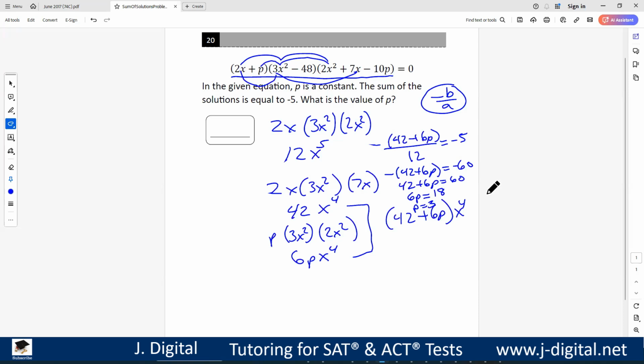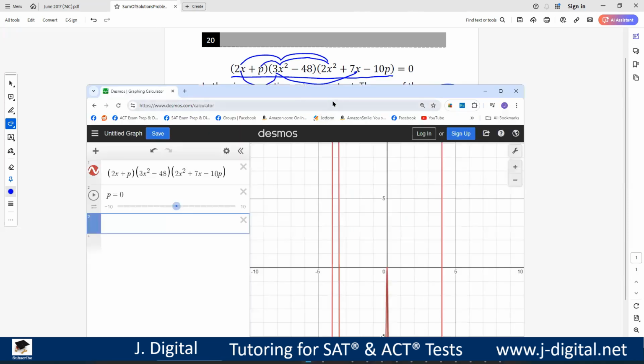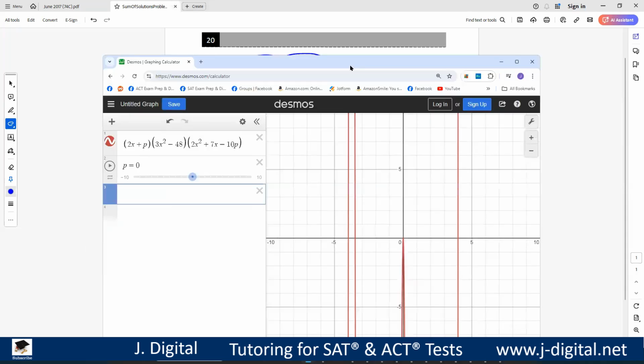Okay, now could we do this in Desmos? Well, let's give it a try. All right, so we have that in there. Now I want the sum of the solutions to equal negative 5, so I kind of have to do the solutions in here. Almost the same way you did it the first method. So, 2x plus p, the solution there, subtract p from both sides and divide by 2. So that'll be negative p over 2.